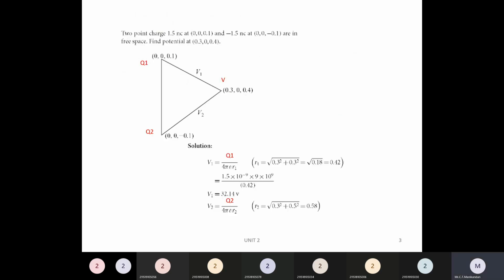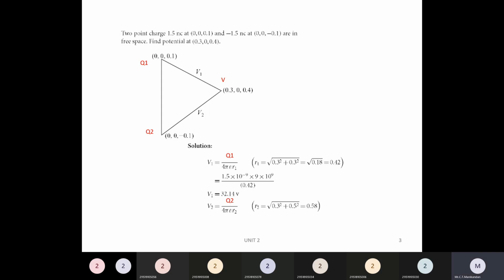Okay, so you can see a model problem here to understand the importance of the potential concept. We have 2 point charges. One is at 0, 0, 0.1. The other is minus 1.5 nanocoulomb at 0, 0, minus 0.1. Both are in free space. What is the potential at 0.3, 0, 0.4? That we have to find out.